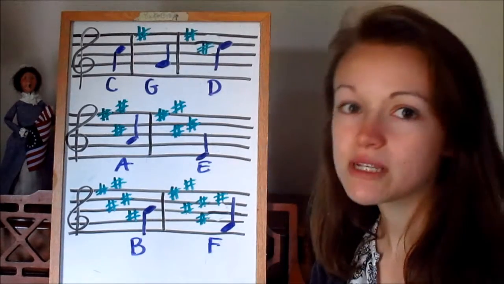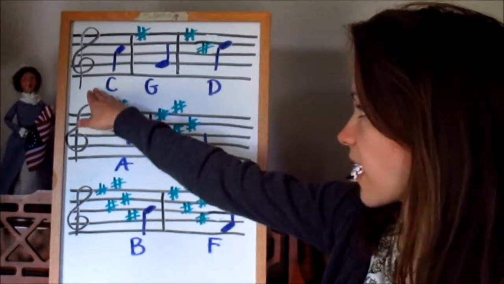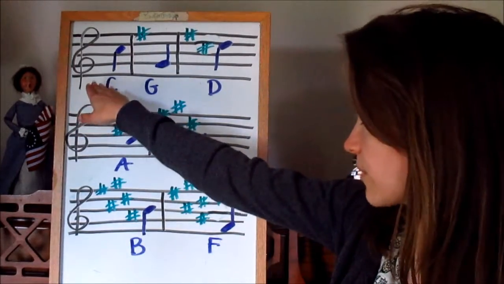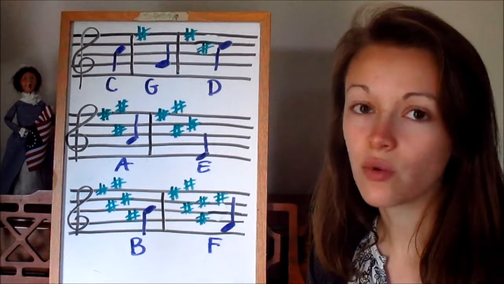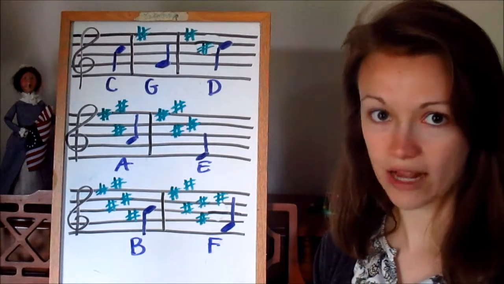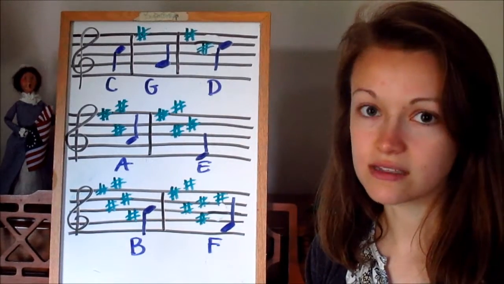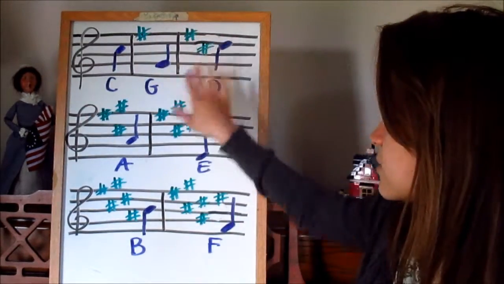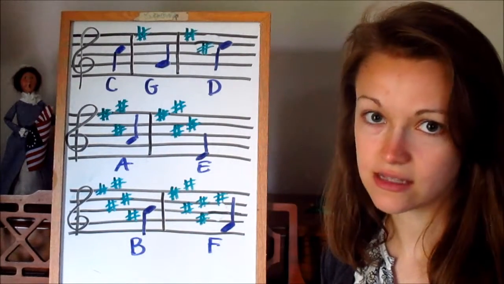So the most basic key is the key of C major. There are no sharps or flats next to the clef. Now this means when you're playing on the piano, you play all of the white keys. You don't touch any of the black keys. Because the sharps and flats that you see here mean that you're playing on black keys instead of on white keys.